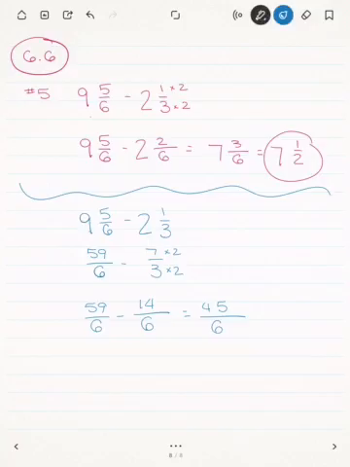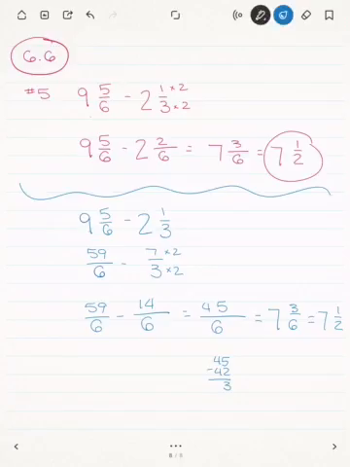Now I can't leave it as an improper fraction. I have to turn it back into a mixed number. So let's see, 6 goes into 45 7 times, which is 42. So that would leave me 3/6 because 45 minus 42 is 3. So I'm getting the same fraction as you can see, and I'm going to reduce that to 7 and 1/2.